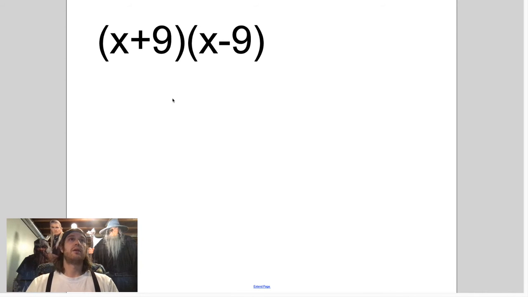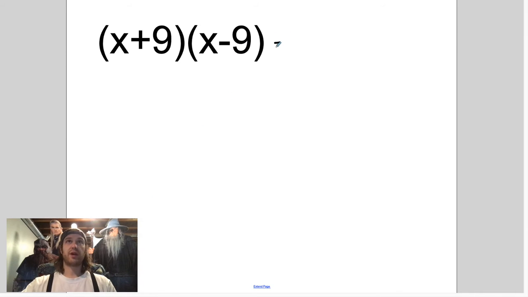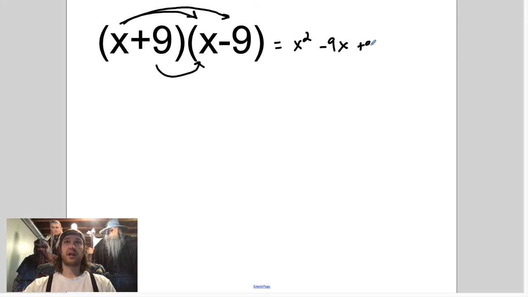This case is when we're multiplying two linear binomials, and the first term in each is just a variable, the same, and the second term in each is the same. But the signs differ. And when we multiply this out, let's take a look for a sec. We get x times x is x squared. x times negative 9 is minus 9x. We get 9 times x is plus 9x. And we get 9 times negative 9 is negative 81.